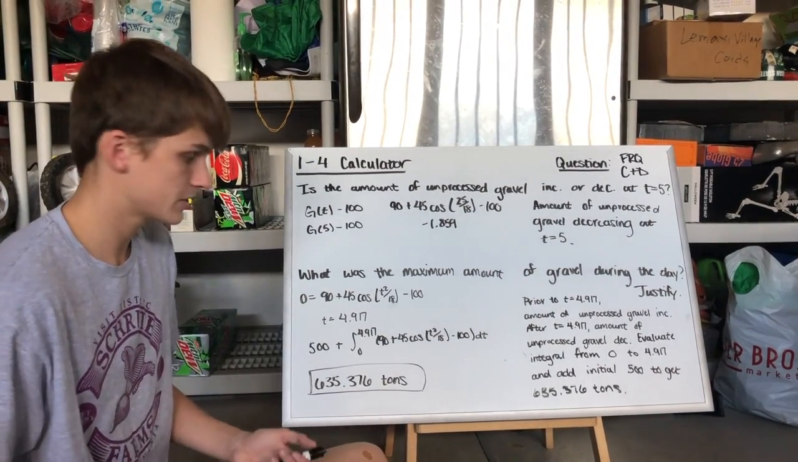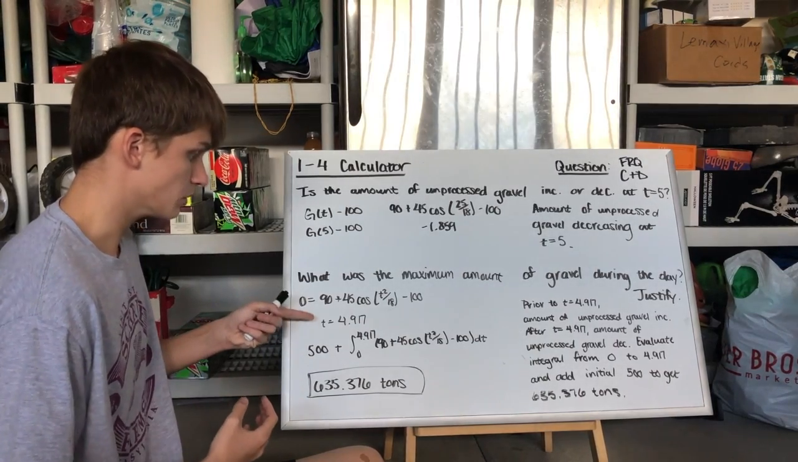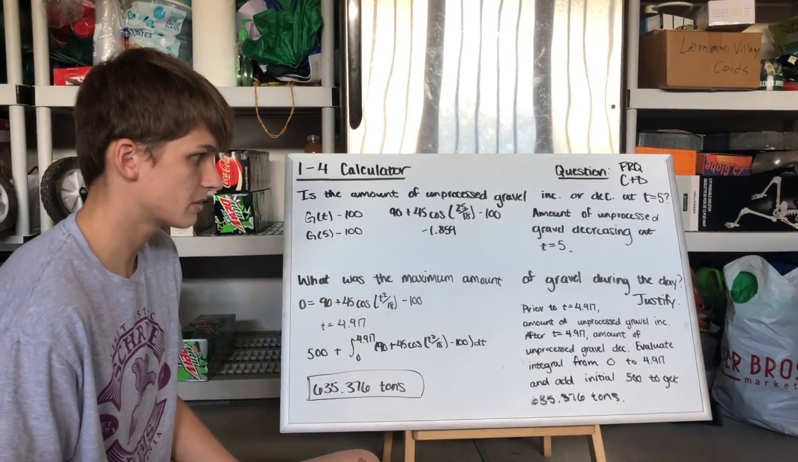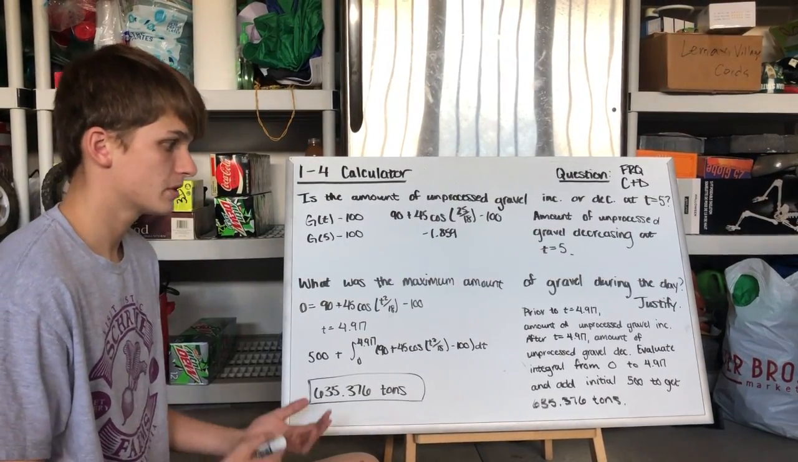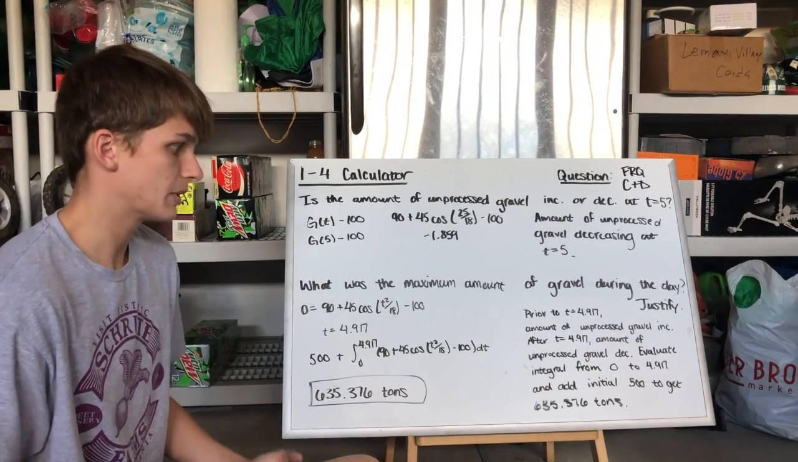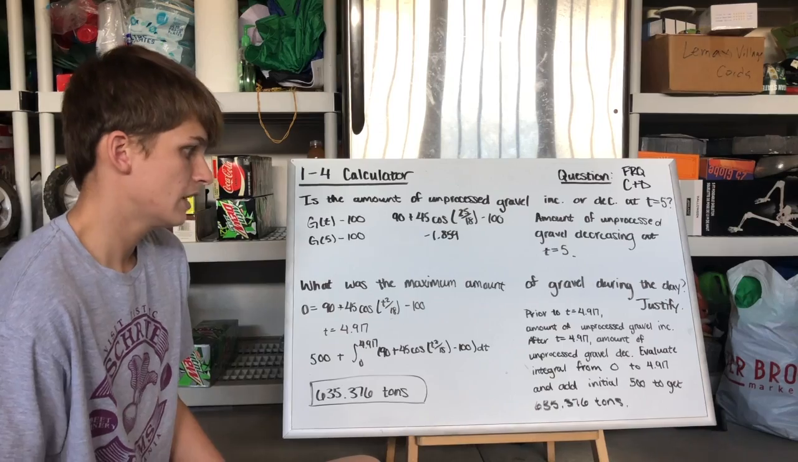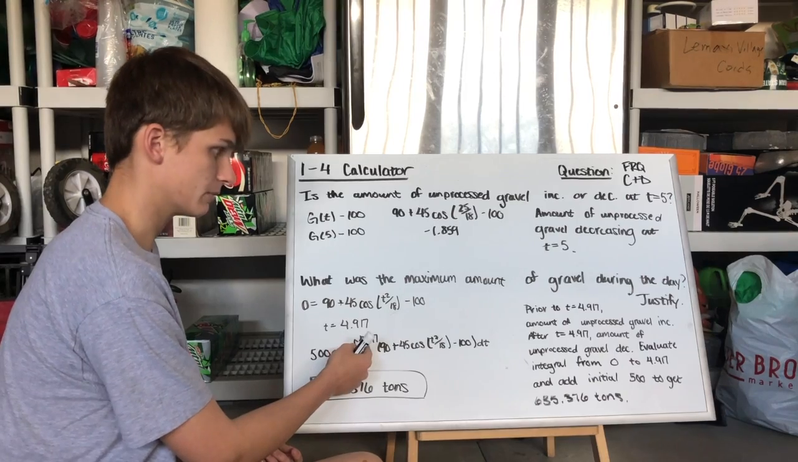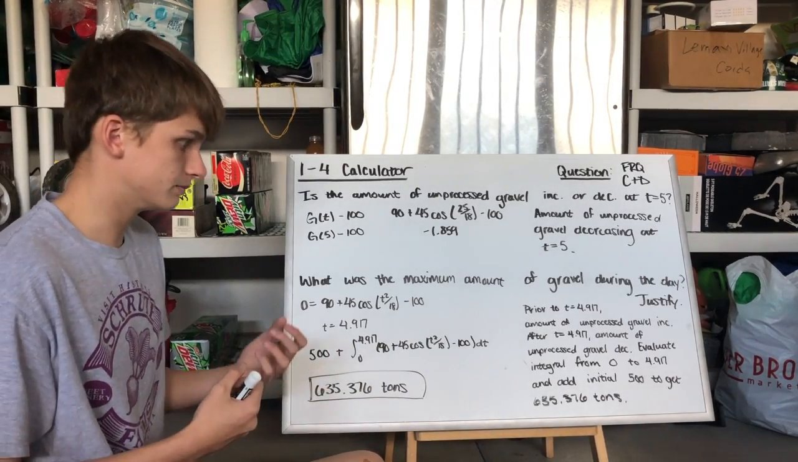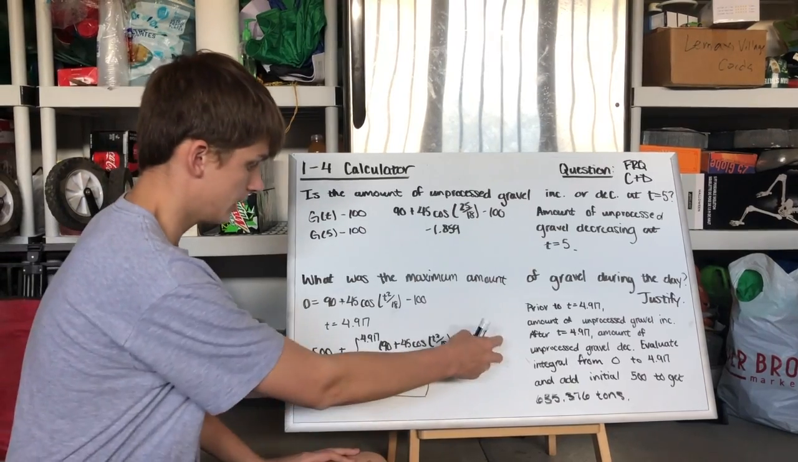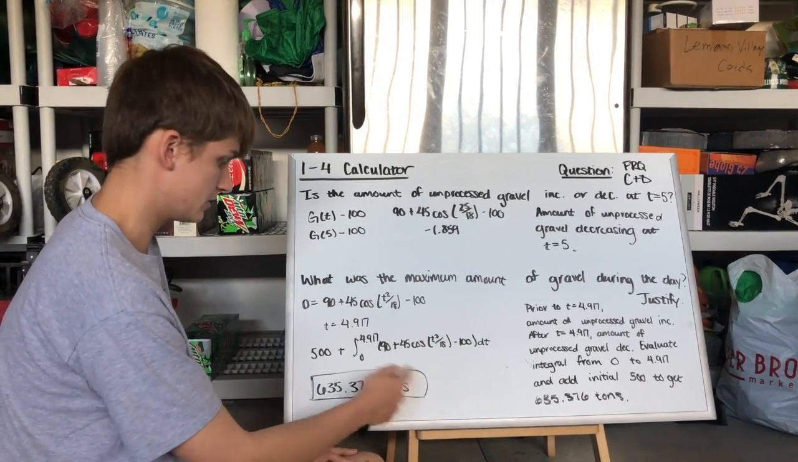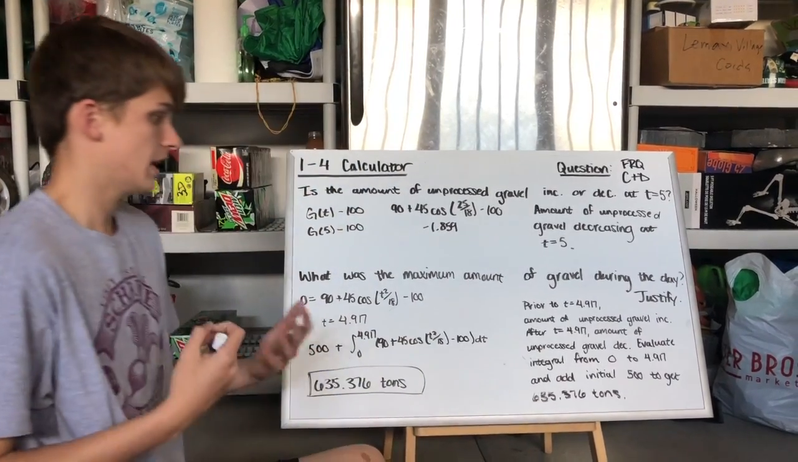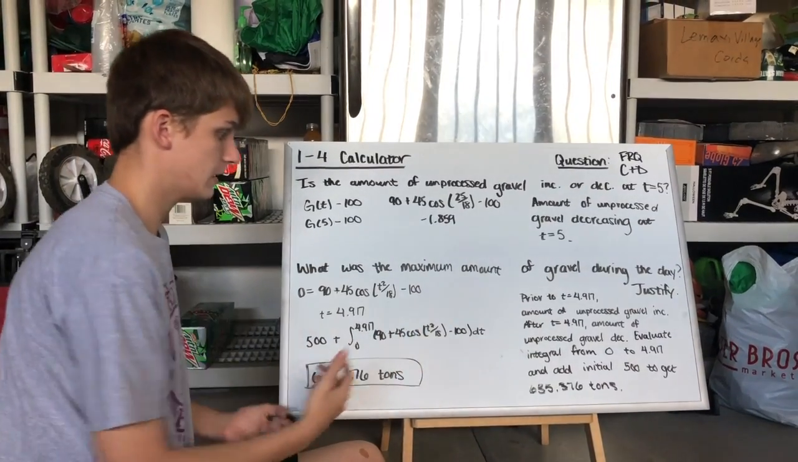As for justifying our answer and why the max occurs at t equals 4.917, prior to t equals 4.917, the amount of unprocessed gravel was increasing. After t equals 4.917, the amount of unprocessed gravel was decreasing. Then, because we know that this is our max, we can evaluate the integral from 0 to 4.917 to find the amount of gravel added during this time period, and then we just add the initial 500 to get 635.376 tons.